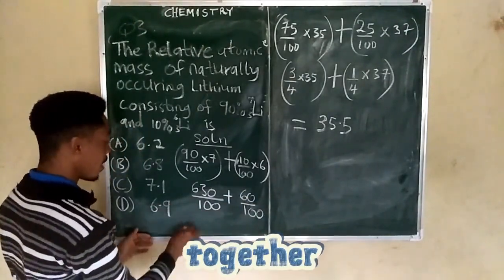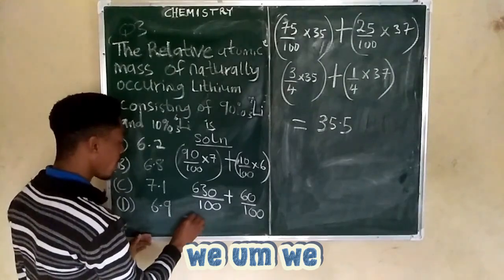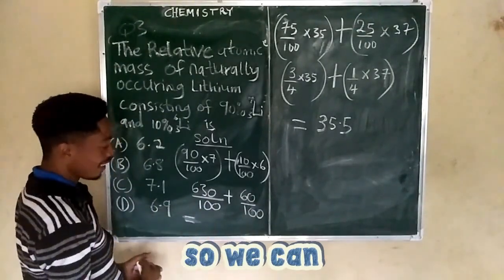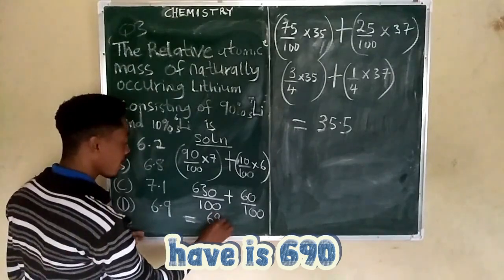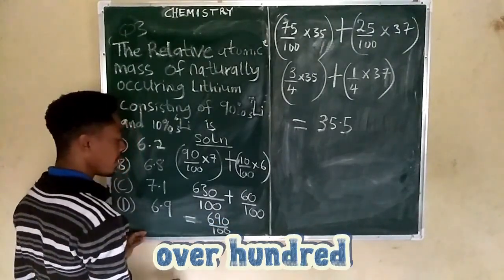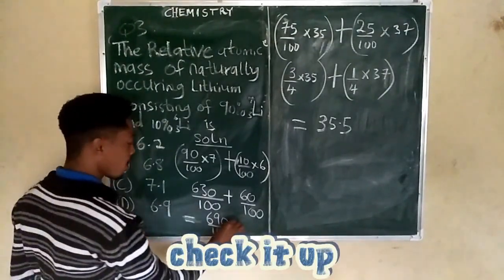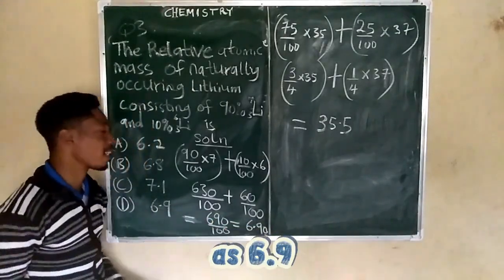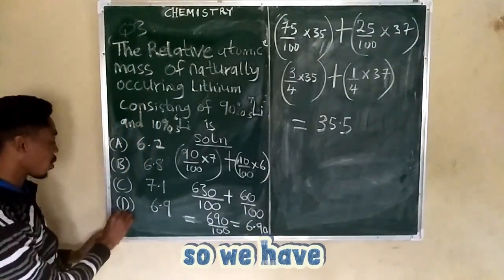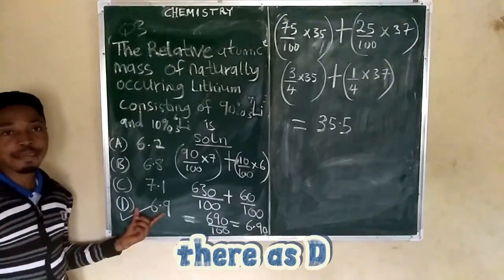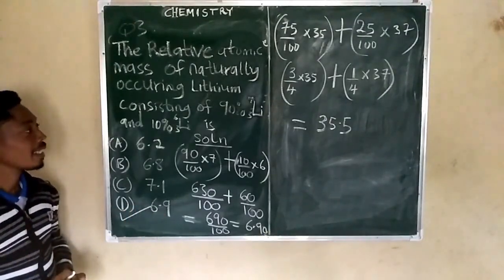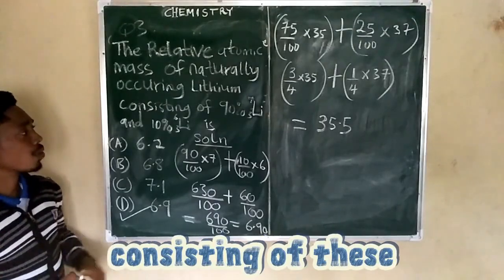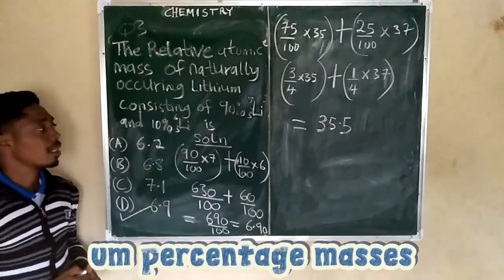So, adding this together, of course, the denominators are the same, so we can safely add that. So what we have is 690 over 100. If you check it, you are going to have 6.90, which is still the same thing as 6.9. So we have our correct answer there as D. That will be the relative atomic mass of naturally occurring lithium consisting of these percentage masses.